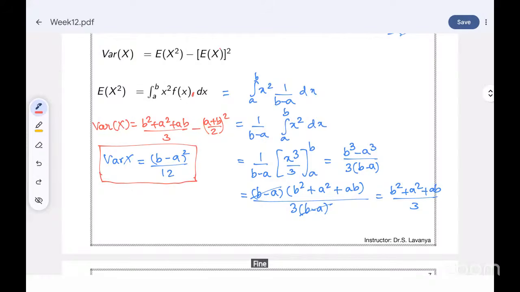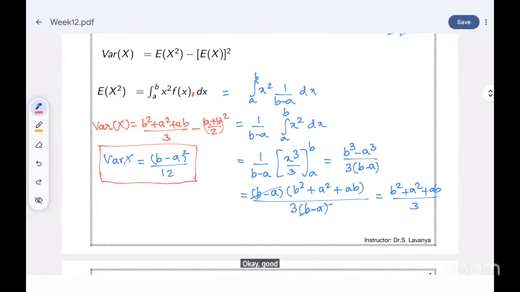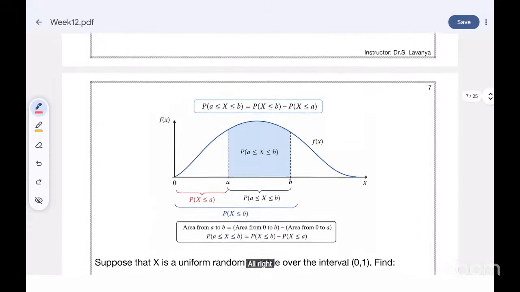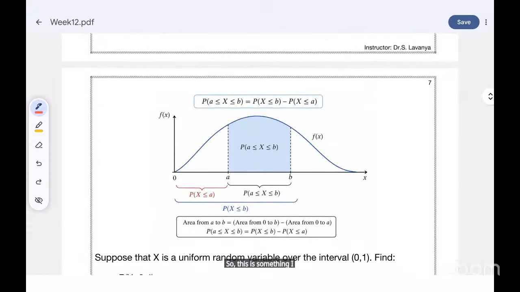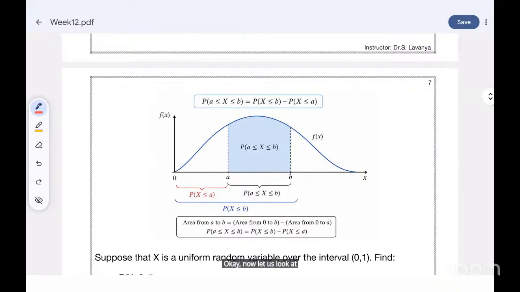Fine. So the expectation and variance of a uniform distribution is fine for everyone, right? Yes. Okay, good. All right. So this is something I explained earlier, right? So probability between 2 points is probability of x less than or equal to b minus probability of x less than a. This is the same thing I explained earlier as well. Now let us look at this specific exercise.